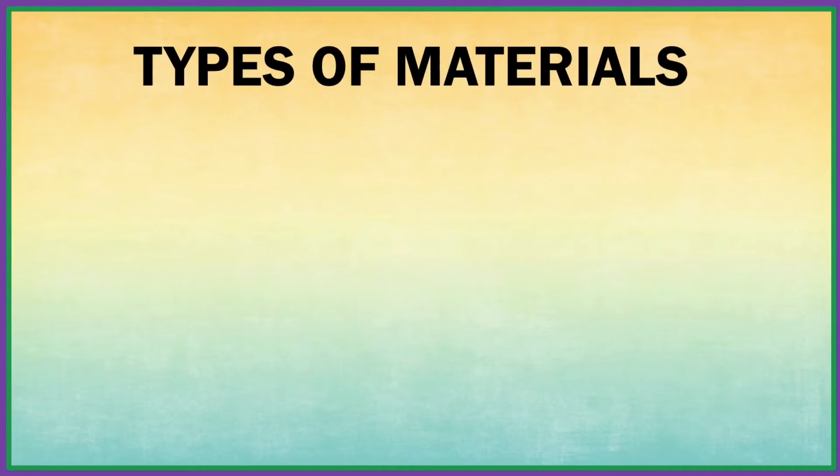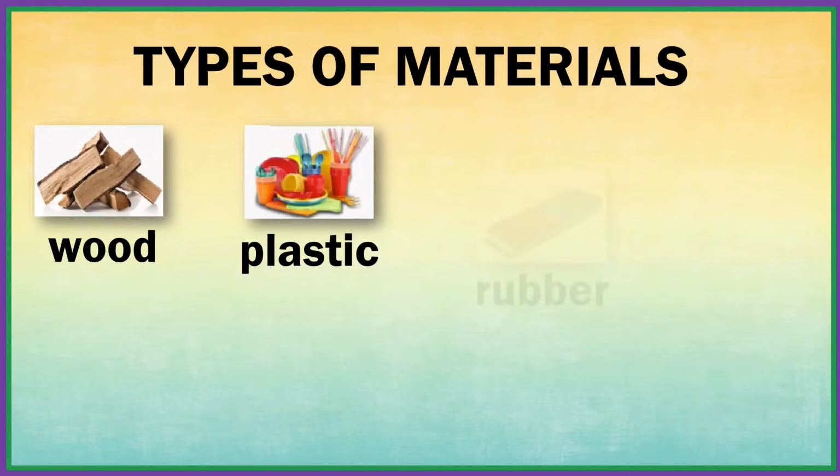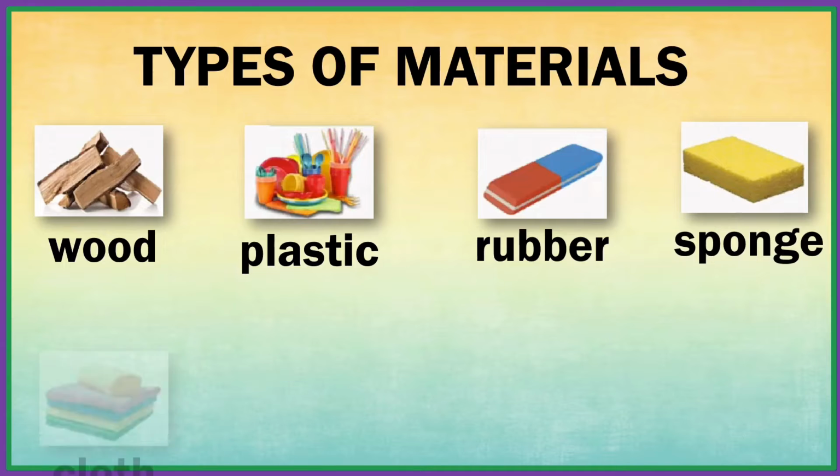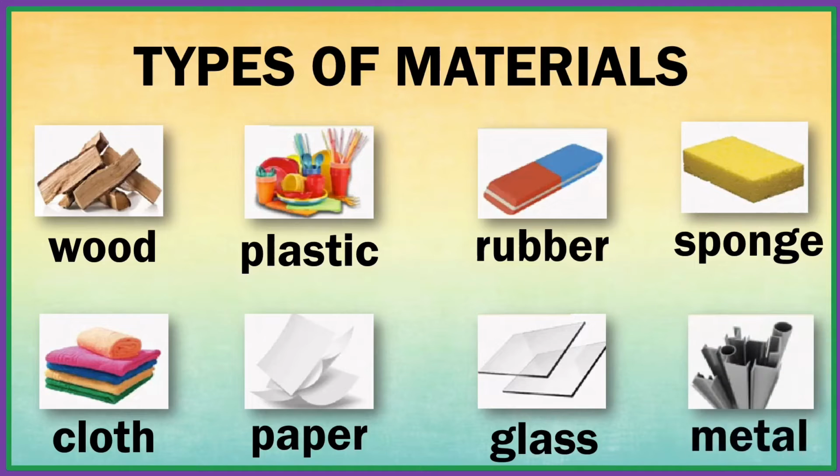Now first things first, let us review our previous topics. It talks about types of materials. So we've learned about the different types of materials, and these are wood, plastic, rubber, sponge, cloth, paper, glass, and metal. So these are some examples of the different types of materials. Now, why are we reviewing these types of materials? Because we will be needing this in our lesson today.